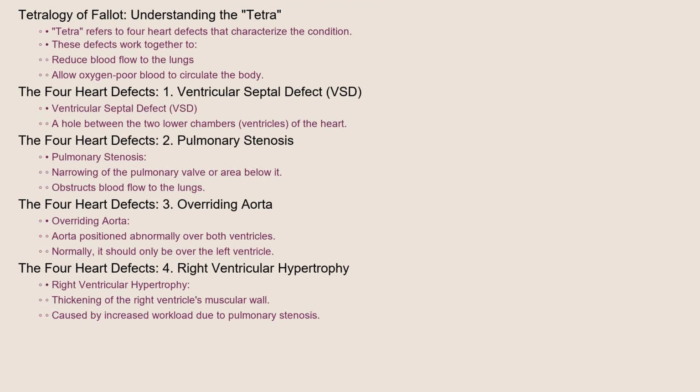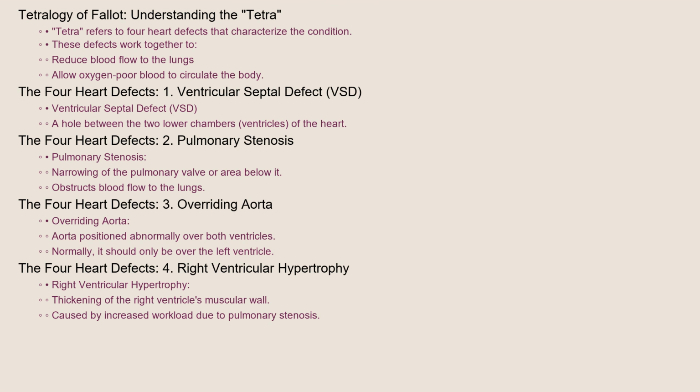To understand tetralogy of Fallot, let's break down the "tetra," meaning four. The condition is characterized by four distinct heart defects. First, ventricular septal defect, or VSD, a hole between the two lower chambers of the heart, the ventricles. Second, pulmonary stenosis, a narrowing of the pulmonary valve, or the area just below it, which obstructs blood flow to the lungs. Third, overriding aorta, where the aorta, the main artery carrying blood to the body, is positioned abnormally, sitting over both ventricles instead of just the left.